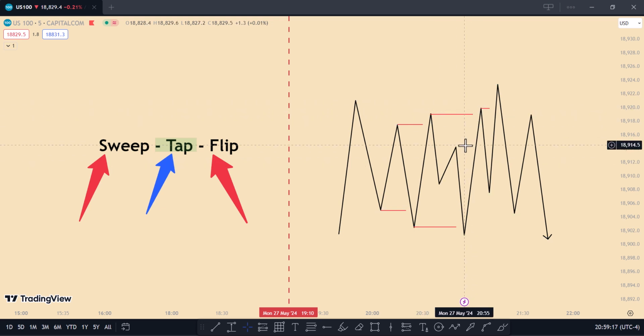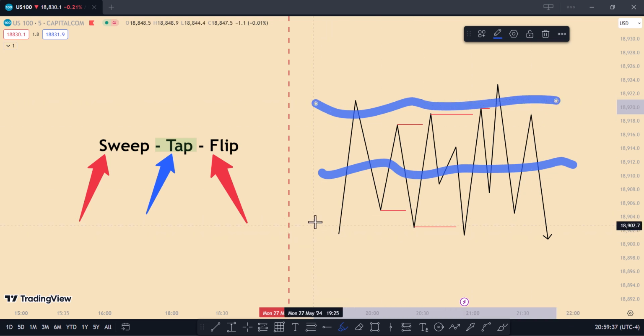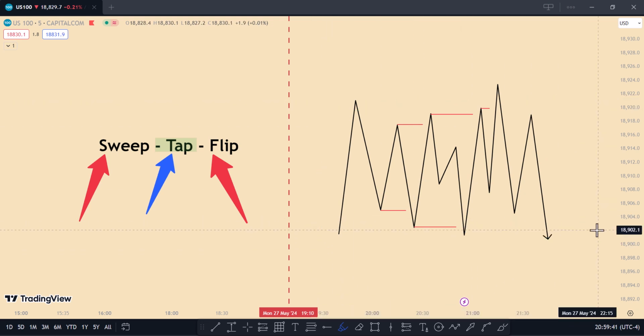This, I won't consider this as a sweep. Also, I won't consider this as a sweep, right? Because this high and this low are located in the middle of the range, all right? And we operate only at the top of the range or the bottom of the range. So this is very important when you mark up the highs and the lows that price might potentially sweep.